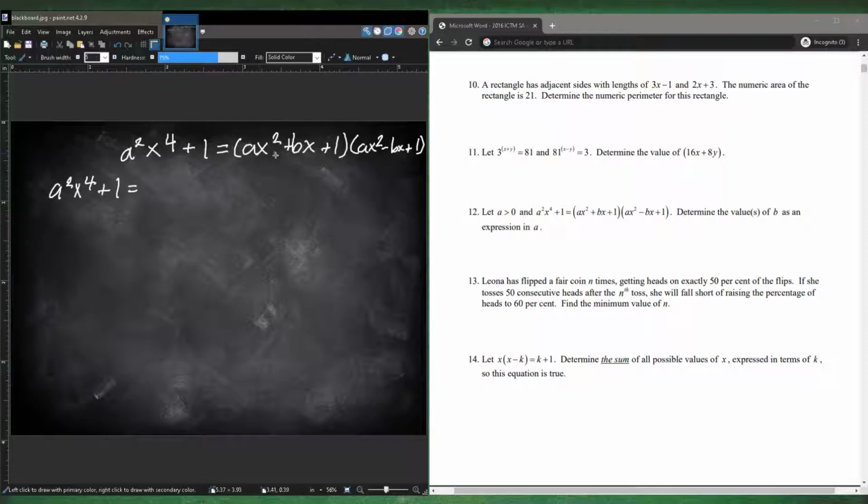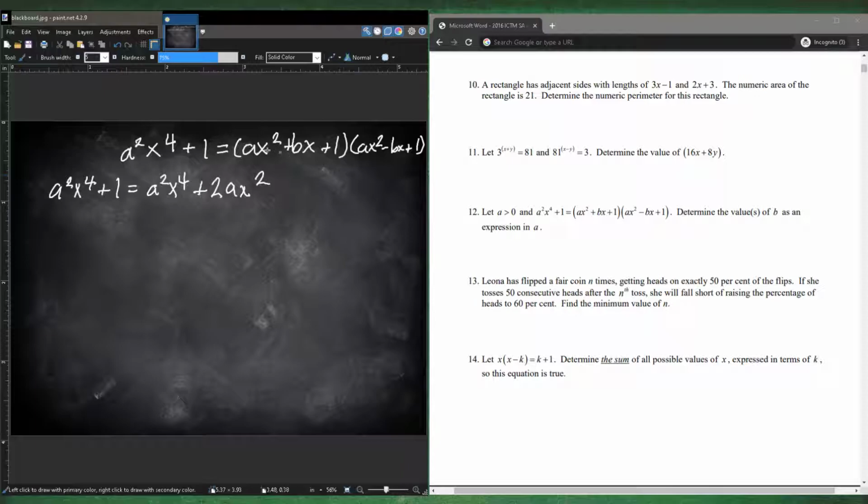So ax squared times ax squared is a squared x fourth. And then ax squared times negative bx cancel out with this and this. So these two cancel out when you multiply them out. And then this times this, and then this times this. So ax squared times 1 and 1 times ax squared. So that's, add them together, 2ax squared, right?